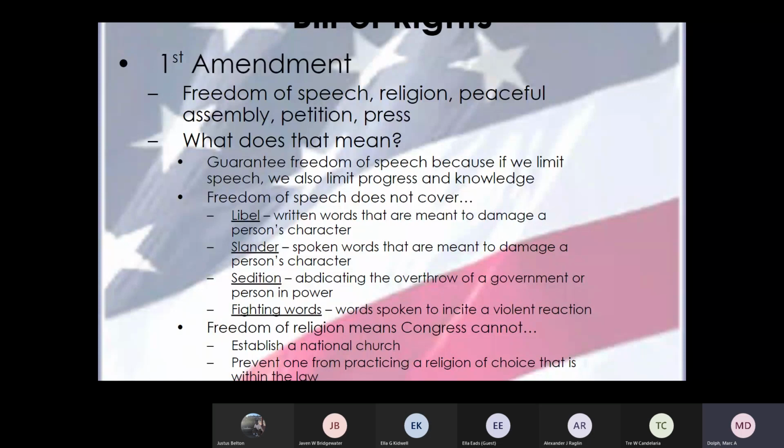And then freedom of religion means Congress cannot establish a national church, right? You can't have the National Church of Golf.